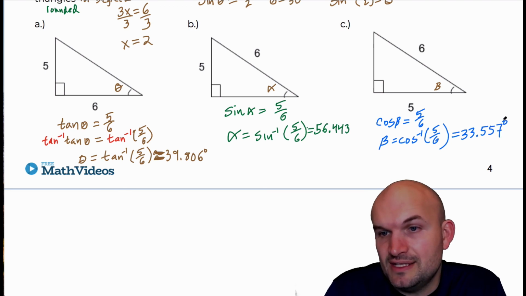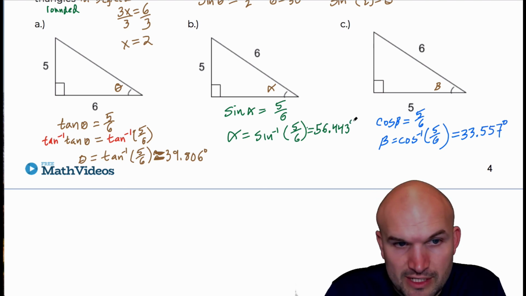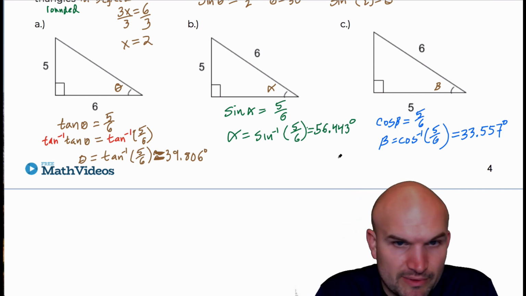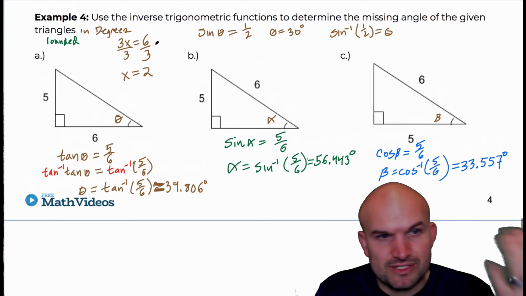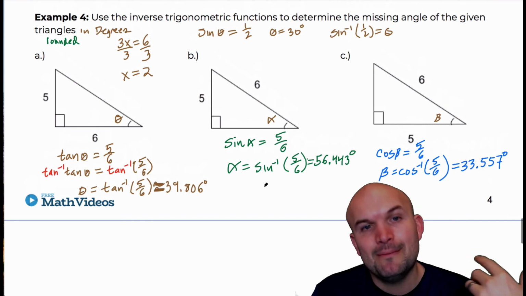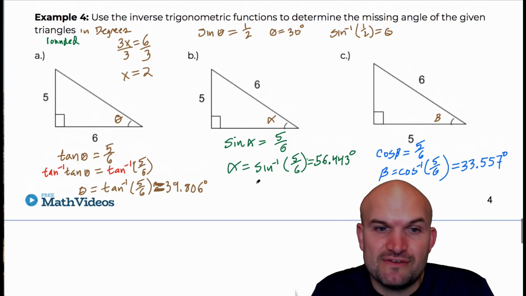33.557. And I forgot, these are in degrees, ladies and gentlemen, so make sure that you're using the correct notation with the degree symbol, okay? Because we wanted to find the angles in degrees, which I made sure I clarified, which I forgot to write in there. But ladies and gentlemen, that is it for the inverses of functions.